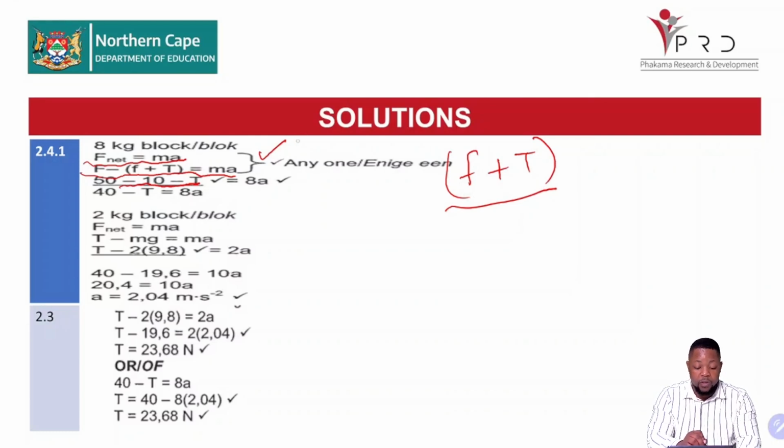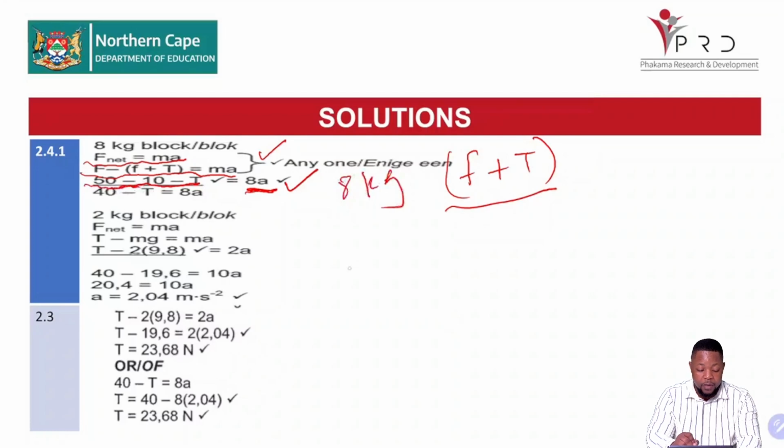You get 1 mark for the formula, and then you get 2 marks for the substitution. The other mark is substituting on the right-hand side, writing 8A, indicating that you're working with the 8 kg block, and the other mark is for your left side substitution. So that was the 8 kg block substitution, and now we go to the 2 kg block.